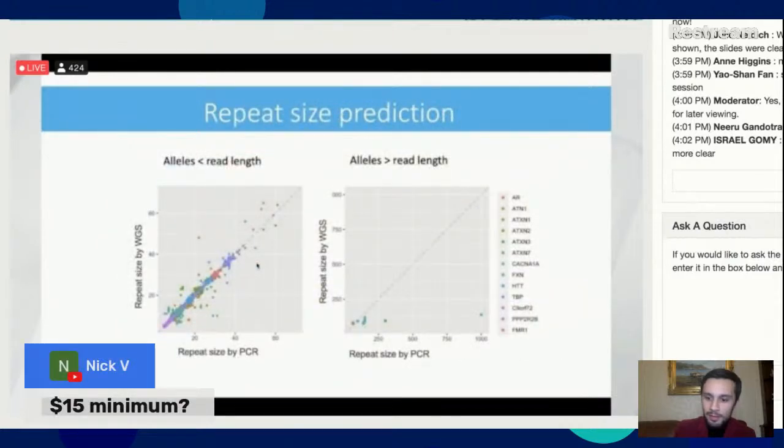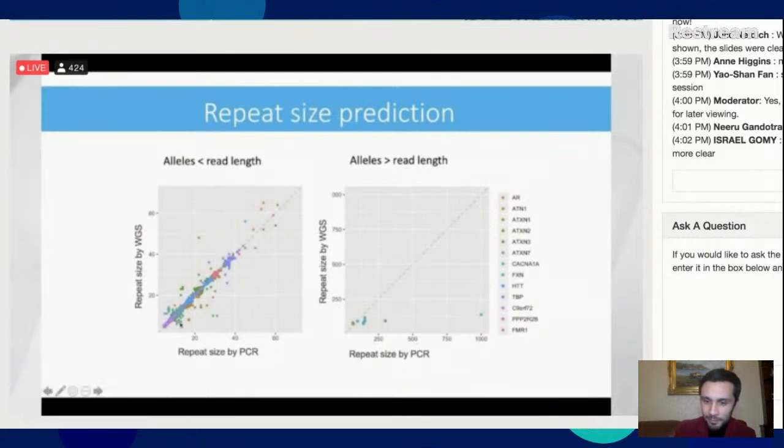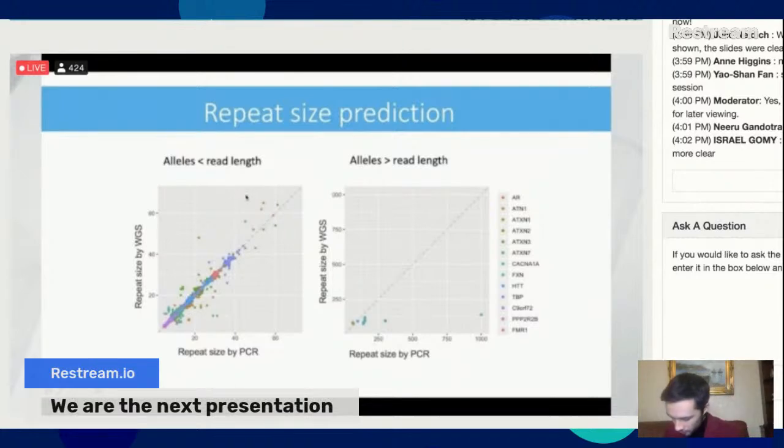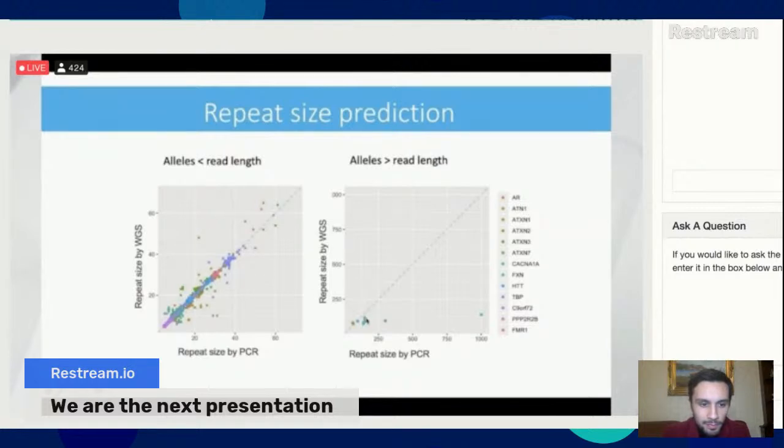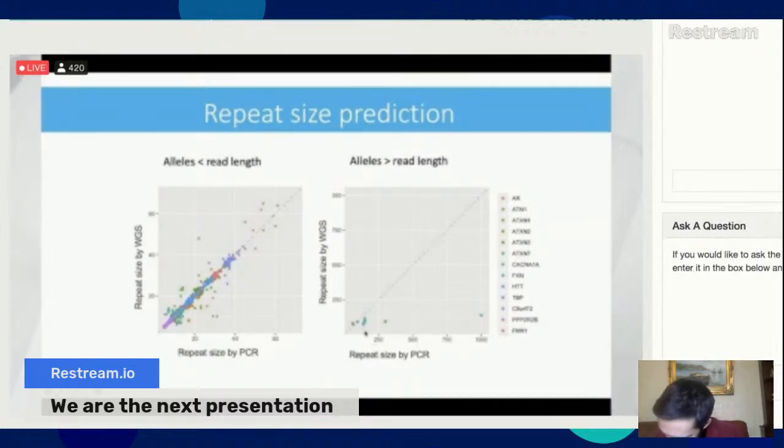Looking again at the repeat size prediction, comparing the repeat size by PCR on the y-axis and the repeat size by WGS, and dividing the alleles into alleles that are shorter than the read length, so 150 base pairs, and alleles that are larger than the read length, we can see that the correlation is quite good between PCR and WGS for alleles shorter than the read length. But what I've shown you before is that the majority of alleles larger than the read length, for example, the one in FXN or FMR1, tend to be underestimated by WGS.